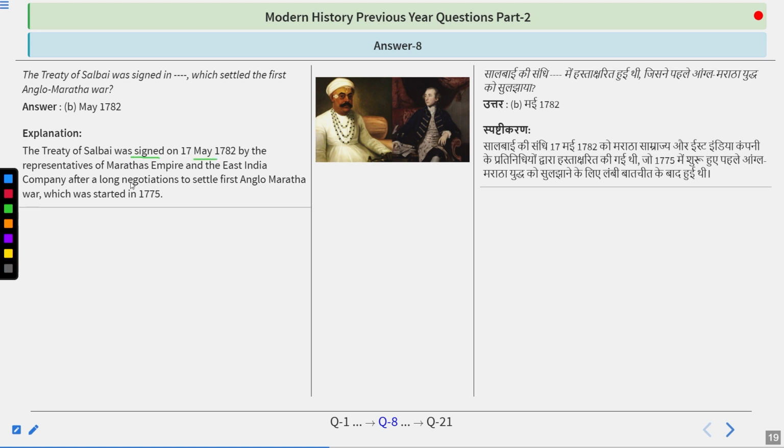So the Treaty of Salbai was signed on 17th May 1782 by the representatives of the Maratha Empire and the East India Company after a long negotiation to settle the First Anglo-Maratha War, which started in 1775. So do remember, Treaty of Salbai was signed in 1782. Very important treaty. After this, the Marathas and the Britishers came together to fight against the Kingdom of Mysore.